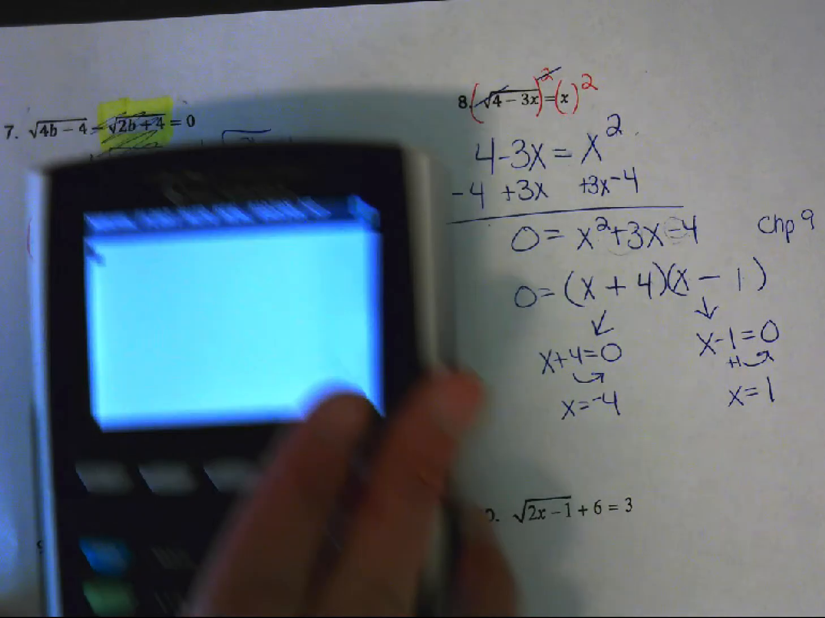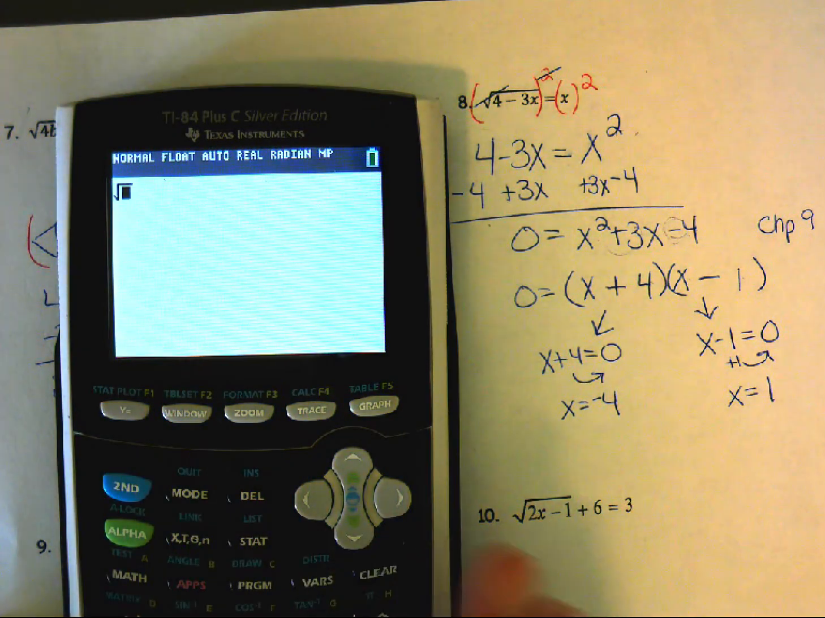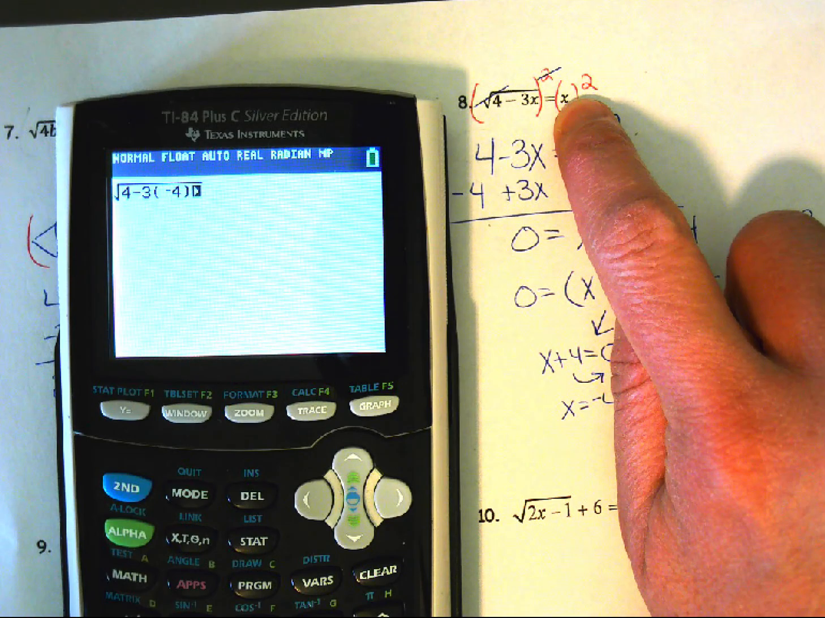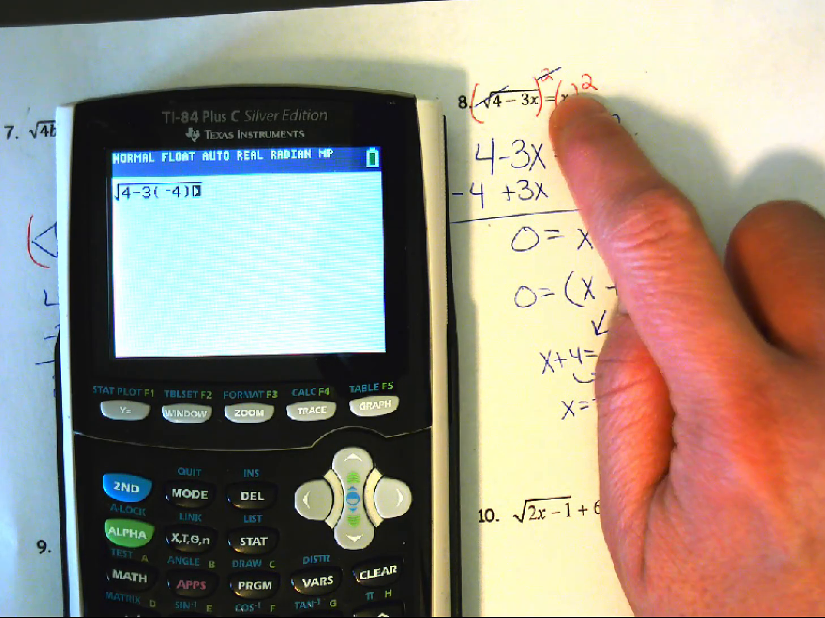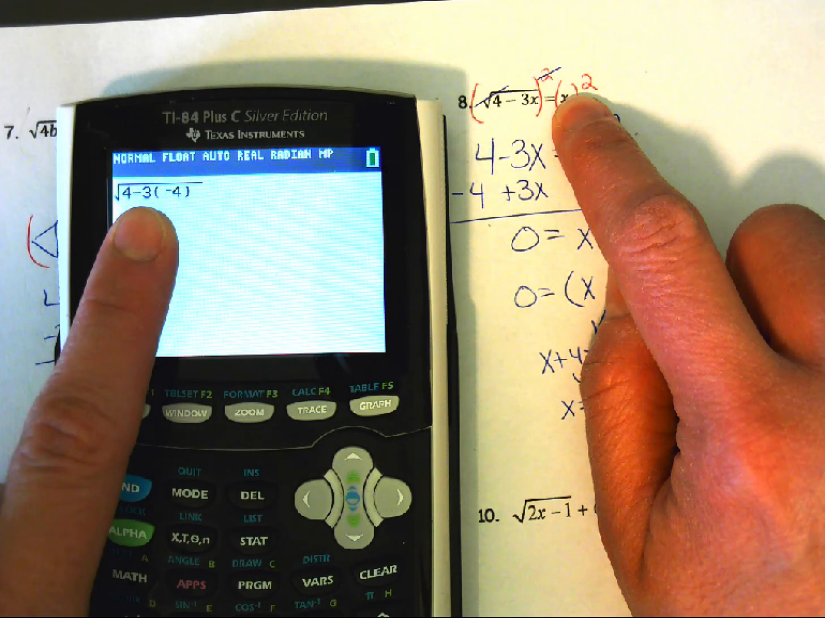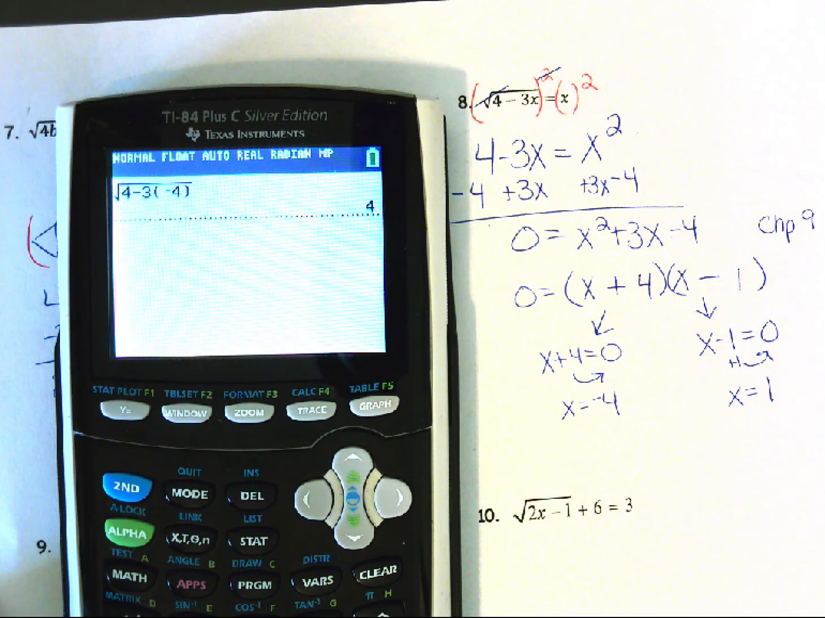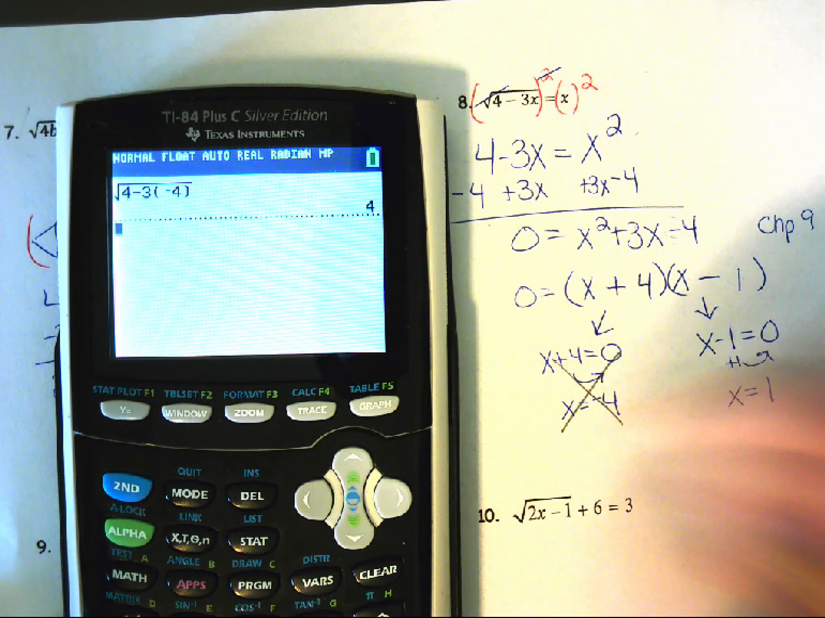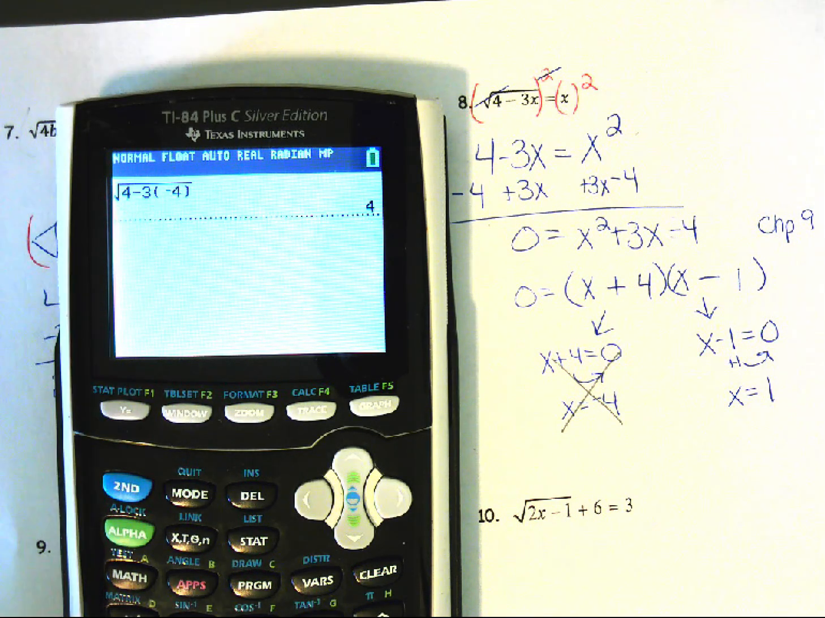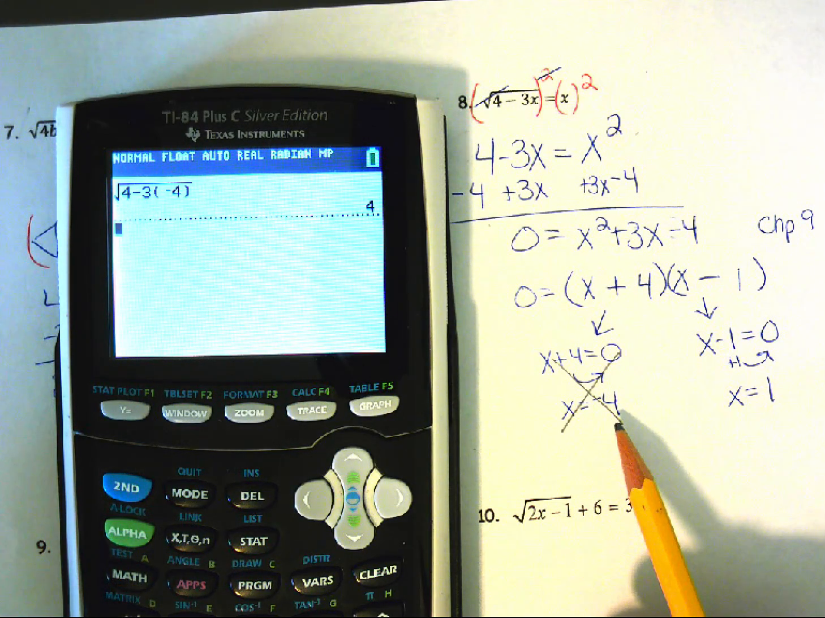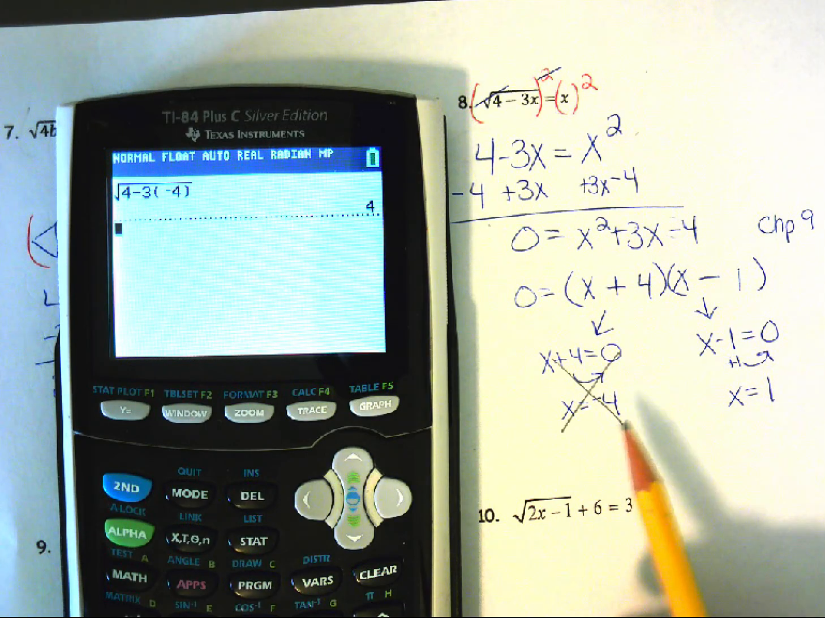So let's quick check it. Let's plug this in. So I have 4 minus 3 times negative 4. Now, notice there's an x on this side. So I'm plugging the negative 4 in here as well. So when I hit enter on my calculator, it needs to equal a negative 4. And notice it's a positive 4. That means this is extraneous. So that is not a true solution. Even though this looked like a reasonable answer, it doesn't work. So there's where your extraneous comes in.